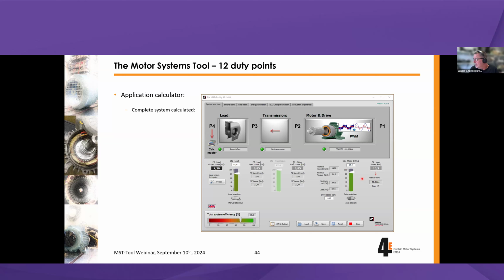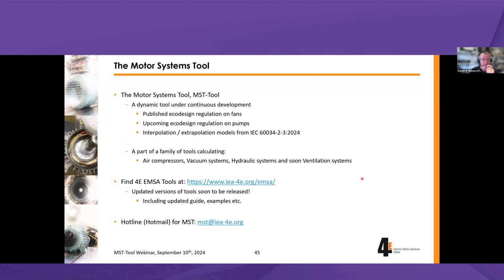So I hope this will illustrate one possible solution if you have a known load and loss curve, efficiency curve of a fan or a pump. It could also be something different. There's no requirement that it needs to be flow and delta P. And then you can have the MST tool basically calculate your system. So that's basically what I wanted to show today.